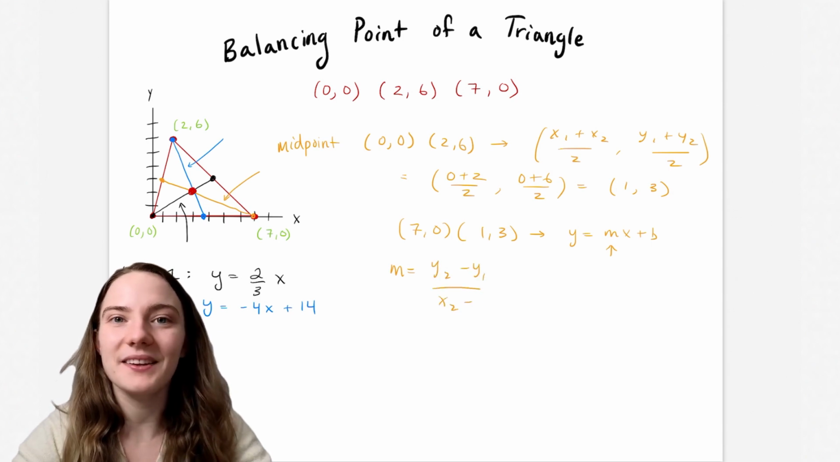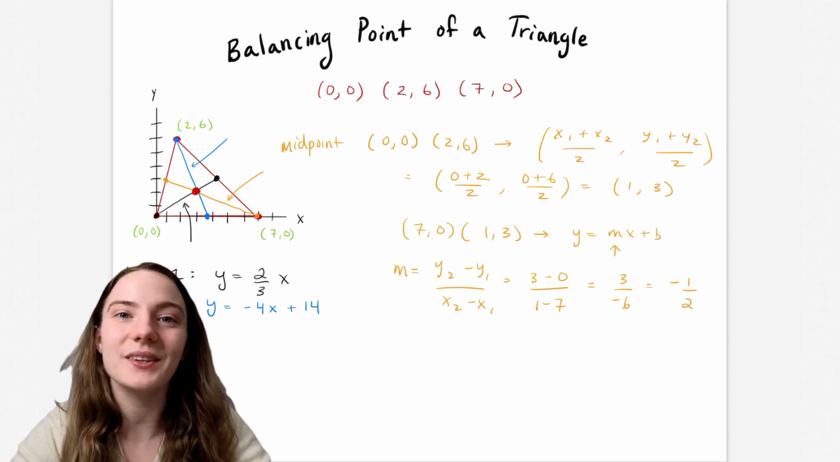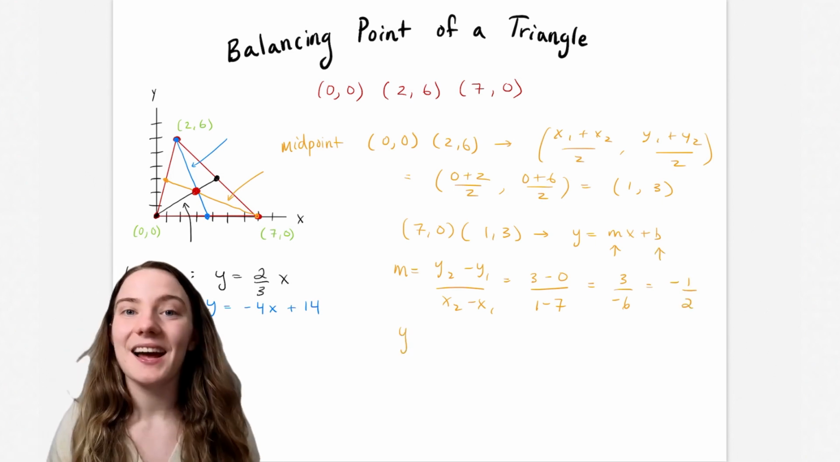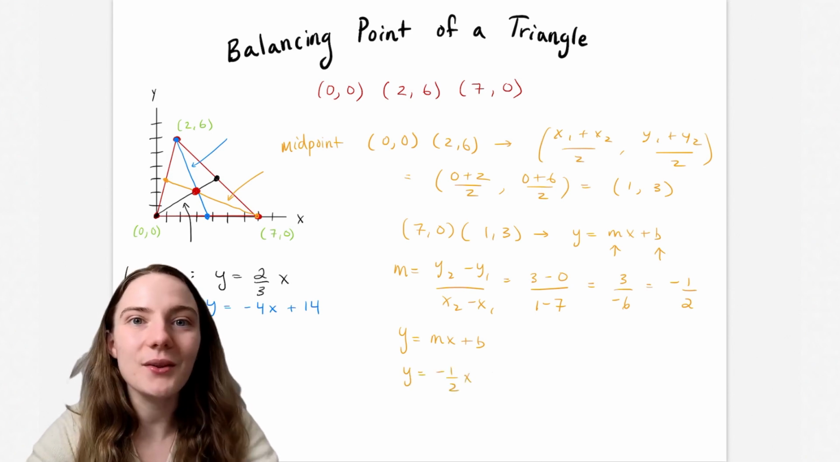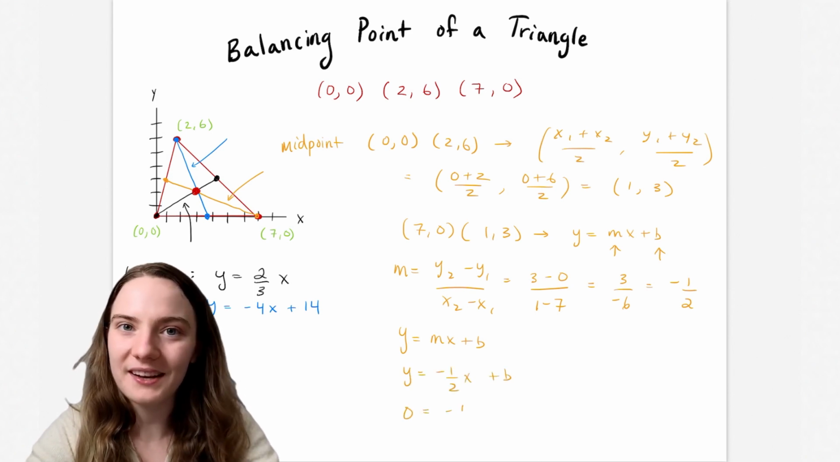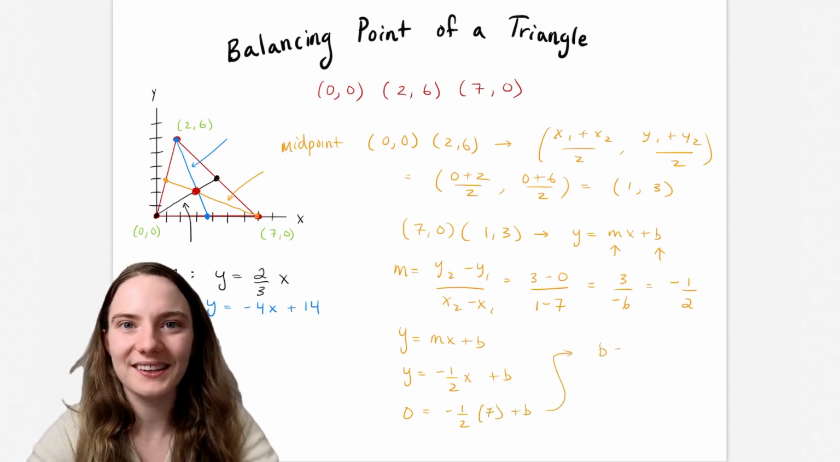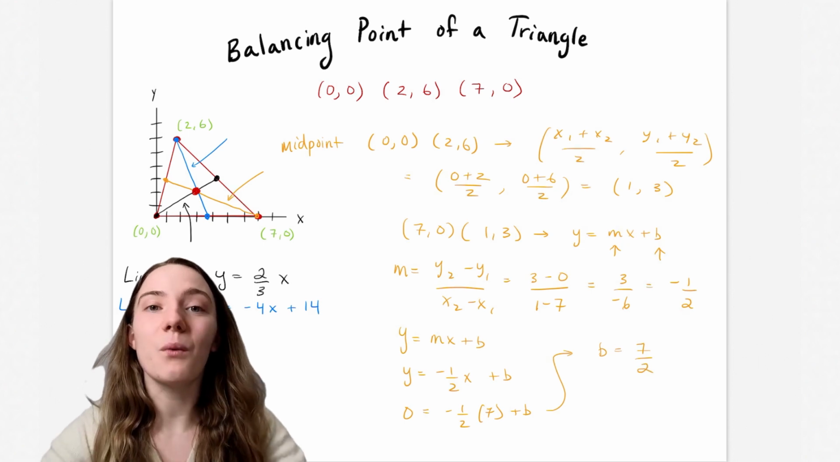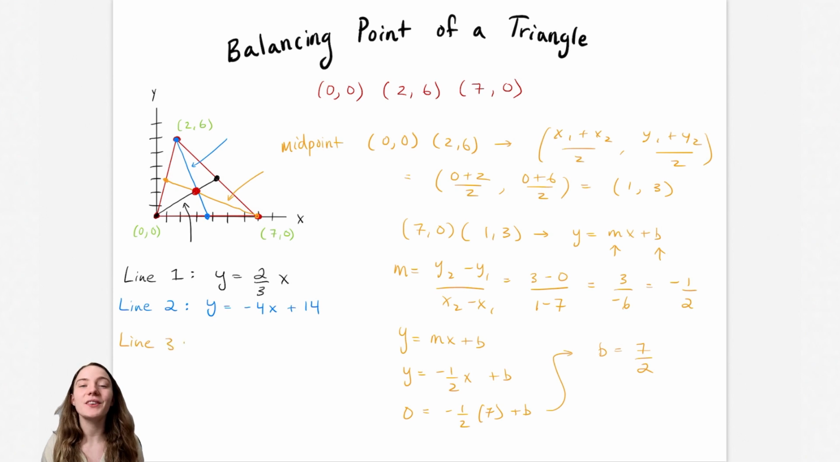Now we have the 2 points, which we will use to find our y equals mx plus b equation. The first step is to find the slope. When you do the math, you should find that the slope is equal to negative 1/2. Now that we have the slope, we can find the y-intercept. Again, we can do this by writing y equals mx plus b, and then replacing the x and y values with one of our points. When you do the math, you should find that the y-intercept is equal to 7/2. Now we have our equation for the third and final line, which is y equals negative 1/2 x plus 7/2.